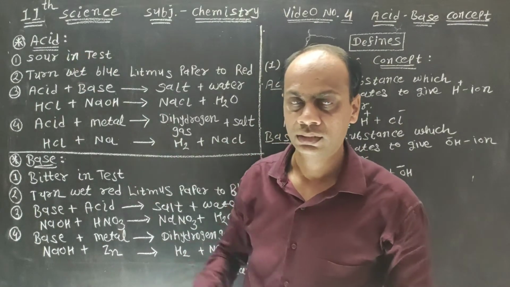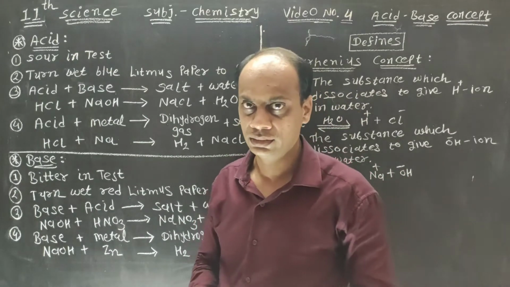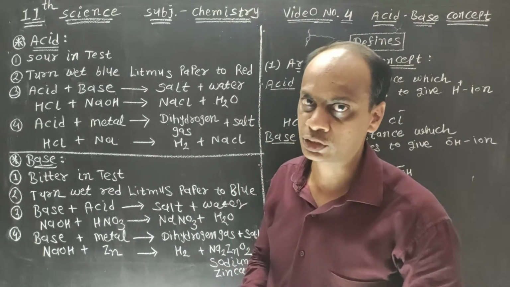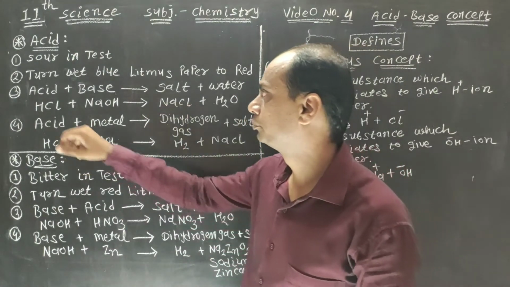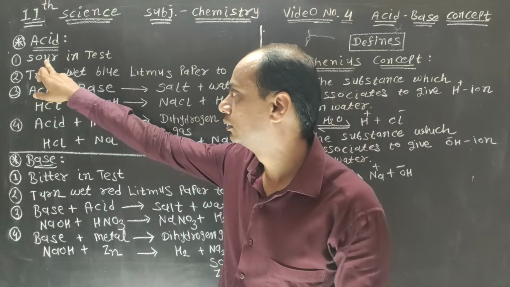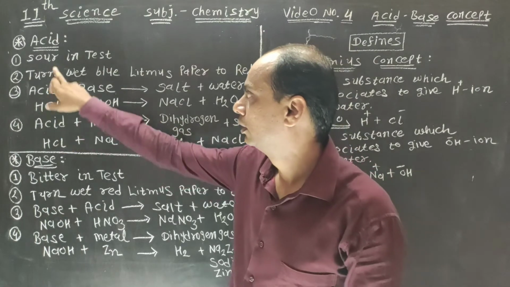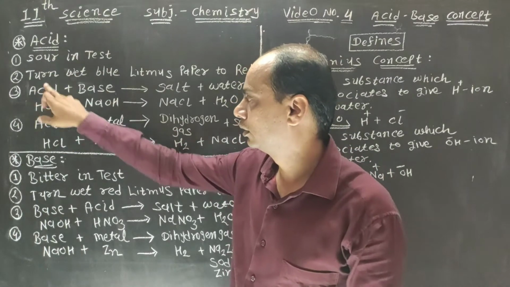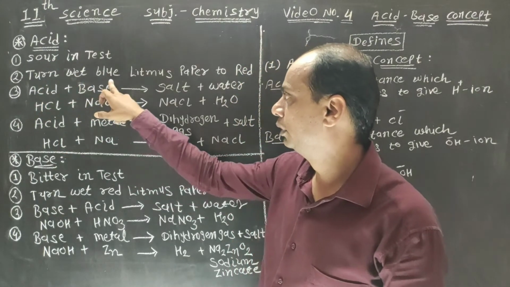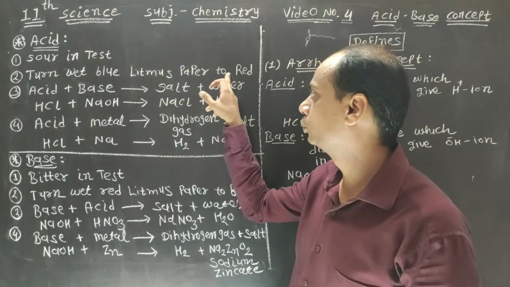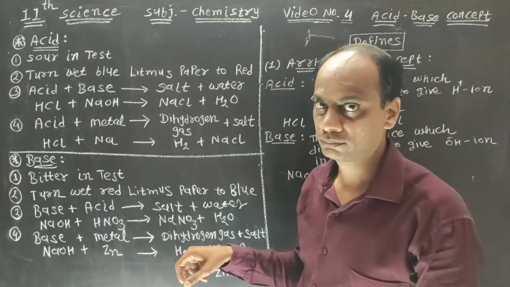So, acid. What is acid? Or what are the characteristics of acid? Number 1. Acids are sour in taste. Second, acids turn wet blue litmus paper to red.